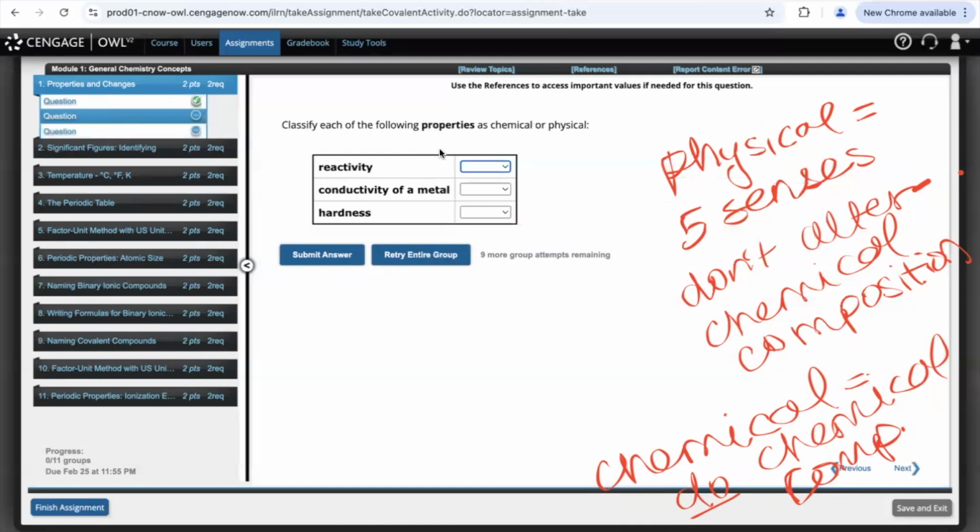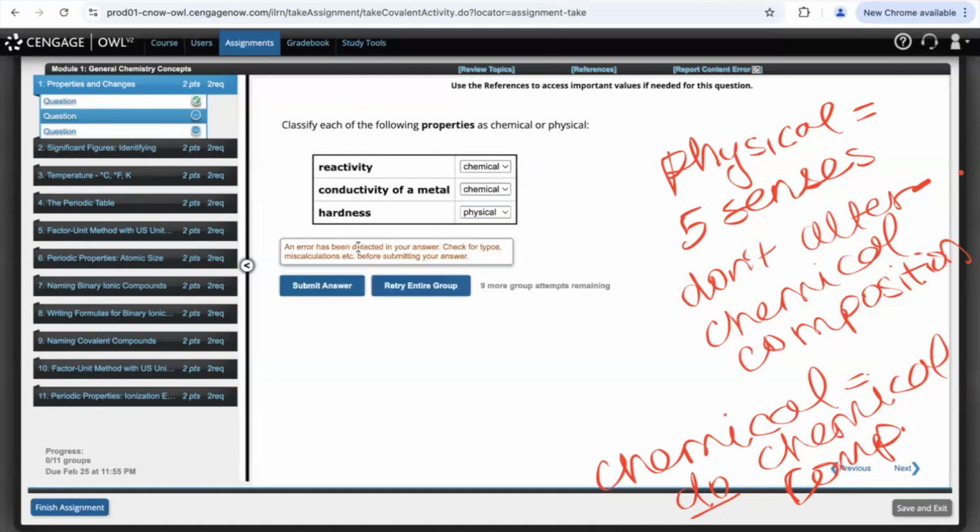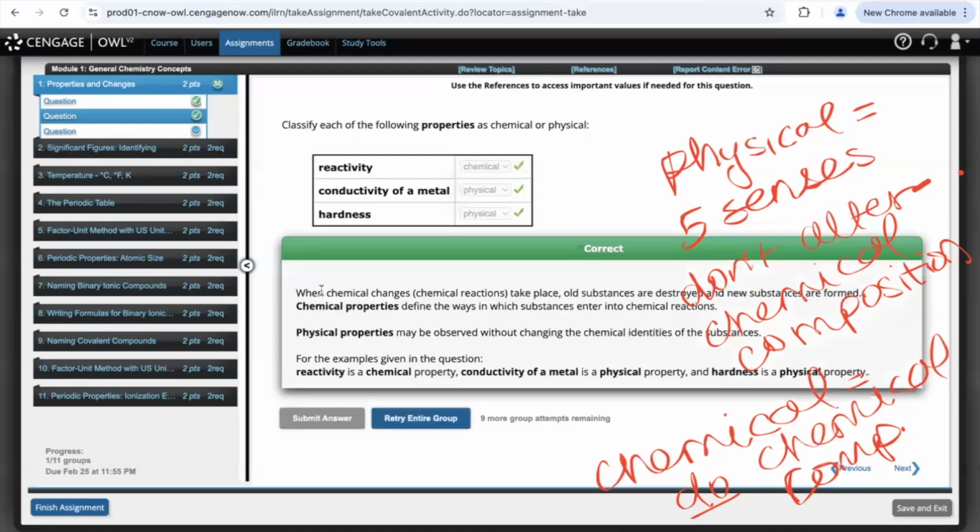So reactivity. So this is again talking about properties. So reactivity is a chemical property. Conductivity is a chemical property. Hardness is a physical property. And we'll explain more of these in lecture. All right, maybe this is physical. There we go.